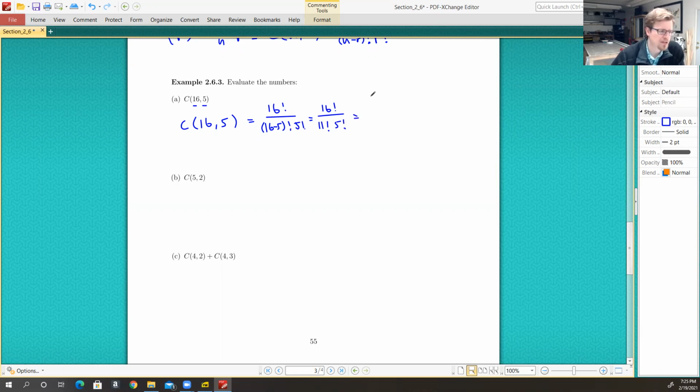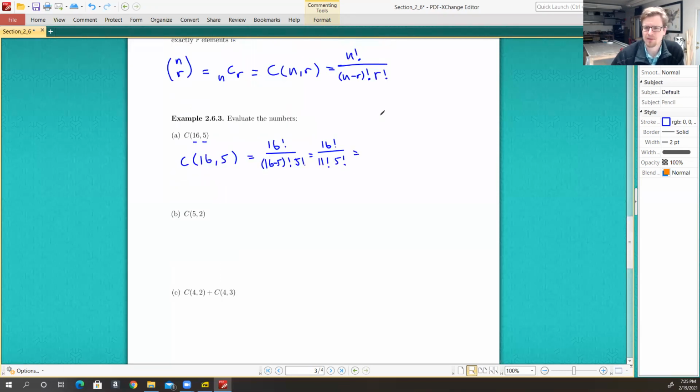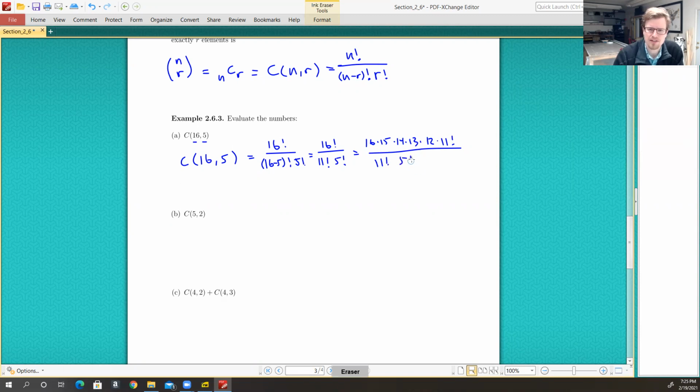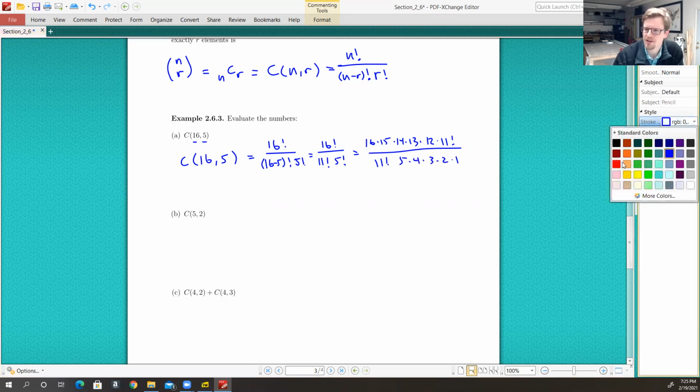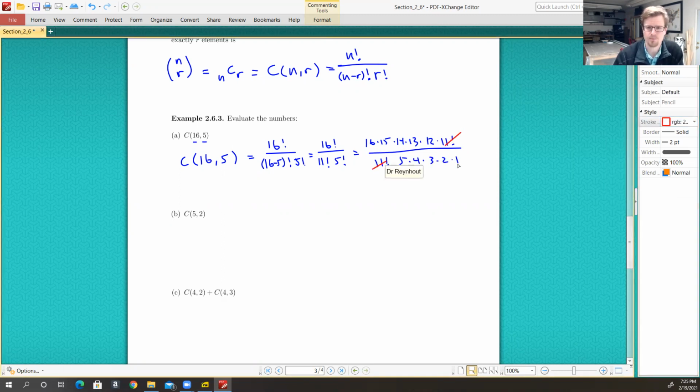Now, there's a bunch of simplifications that can happen here. So I'm going to go ahead and do it in 2 steps, at least this first time. 16 factorial is 16 times 15 times 14 times 13 times 12 times 11 factorial. Divide this by the 11 factorial times 5 factorial. And actually, the 5 factorial I'm going to write out as 5 times 4 times 3 times 2 times 1. So now I can recognize that 11 factorial and 11 factorial will cancel.